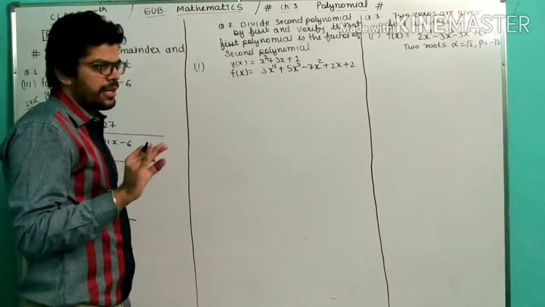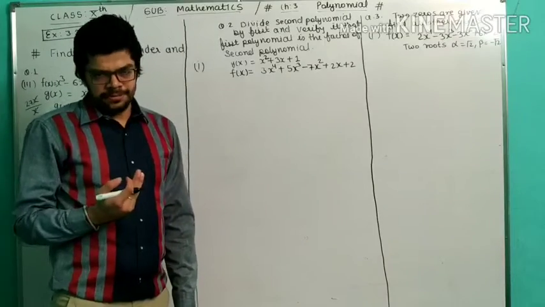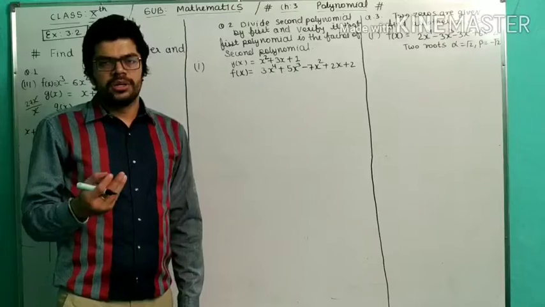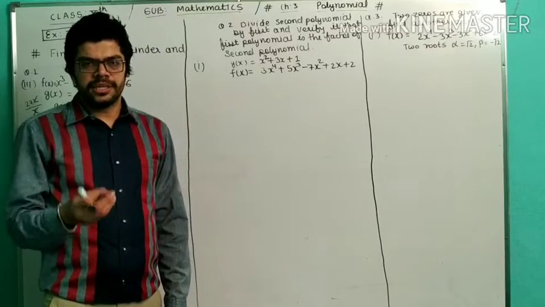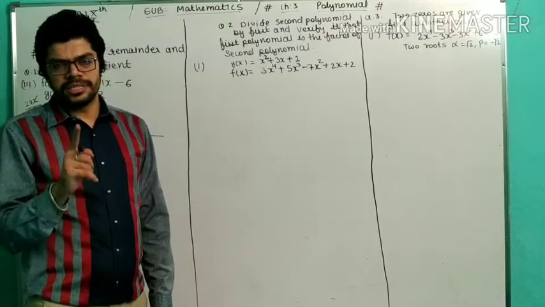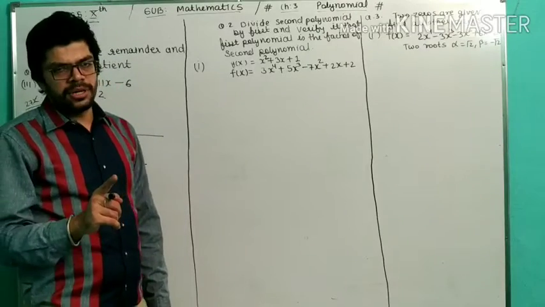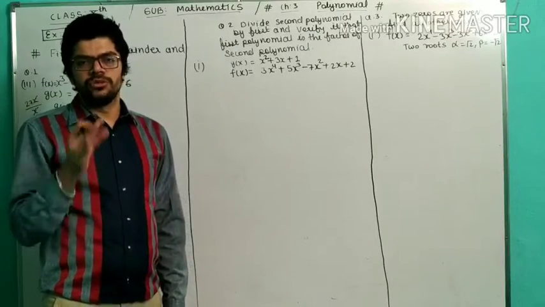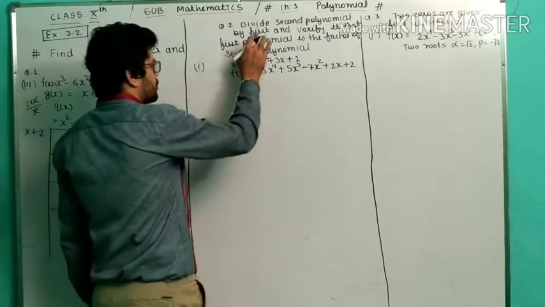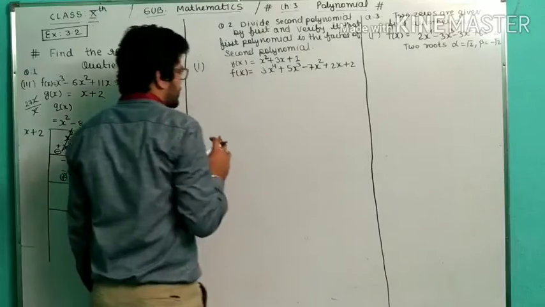Again I am telling you, if you want to verify whether the first polynomial is a factor of the second polynomial or not, the most important condition is that if the remainder is 0, then you can say that the first polynomial is a factor of the second polynomial. If the remainder is not equal to 0, then you can't say that the first polynomial is a factor of the second polynomial.